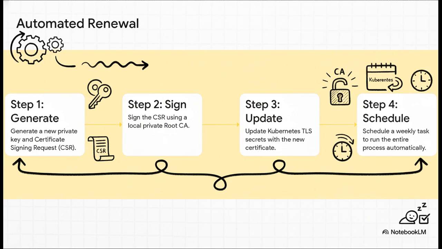And this is how you solve it for real. We've totally replaced that fragile manual task with a dead simple script that runs on a schedule. It handles the whole shebang, generating a new key, getting it signed by our own local CA, and then pushing that new secret right into Kubernetes. It's true set it and forget it infrastructure.